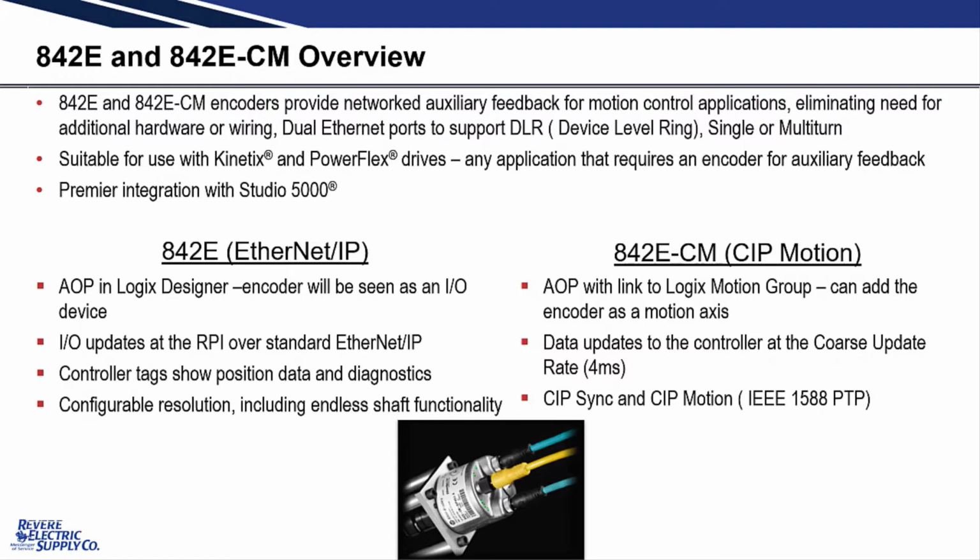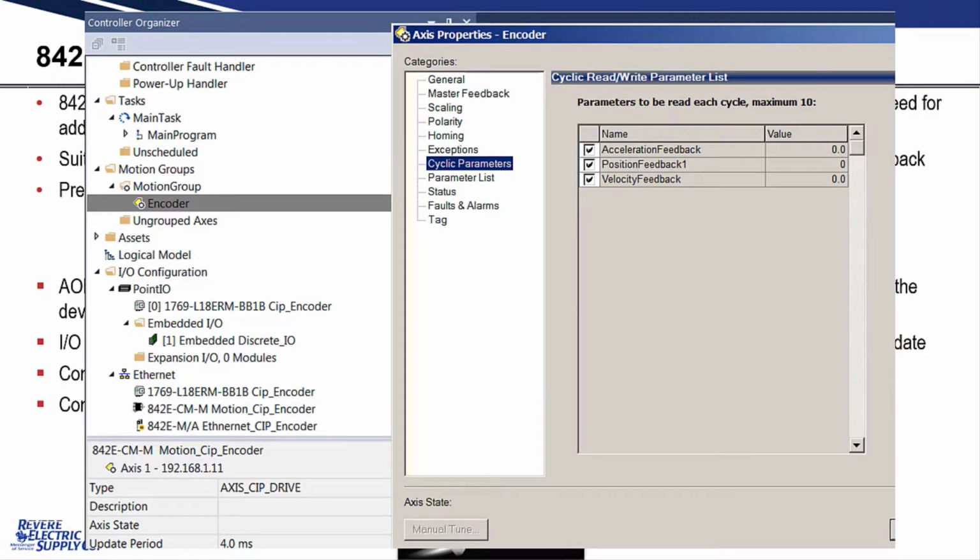The 842E-CM SIP motion encoder requires a motion processor, like a 1769L36ERM, where the M stands for motion, and scaling is done in the axis properties. It gives us position over Ethernet. We can also get velocity if selected in the cyclic parameters in the axis properties. It is used for a feedback-only axis for dual loop motion, and it updates with the coarse update rate of the motion group, which has to be set to 4 milliseconds minimum.